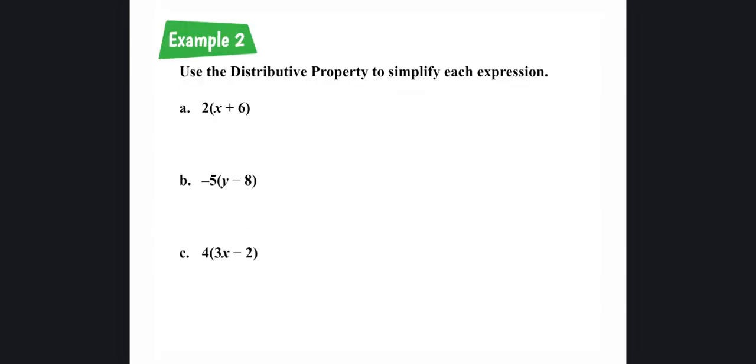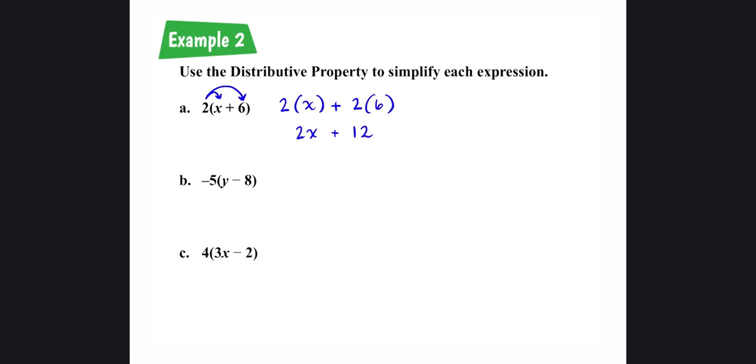We can also use the distributive property to simplify expressions with variables. Example 2. We'll do this problem together. Use the distributive property to simplify each expression. Problem A. 2 times the quantity x plus 6. Multiply 2 by both terms in the parentheses. 2 times x plus 2 times 6. 2 times x is 2x, and 2 times 6 is 12. The expression 2x plus 12 is in simplest form because there are no like terms to combine.